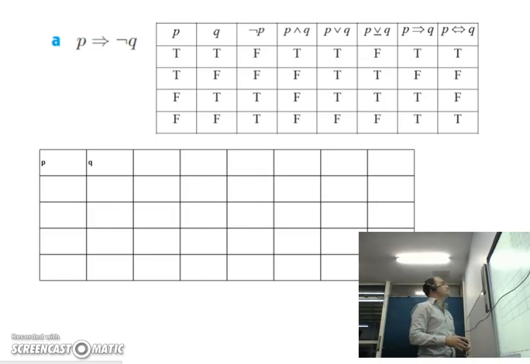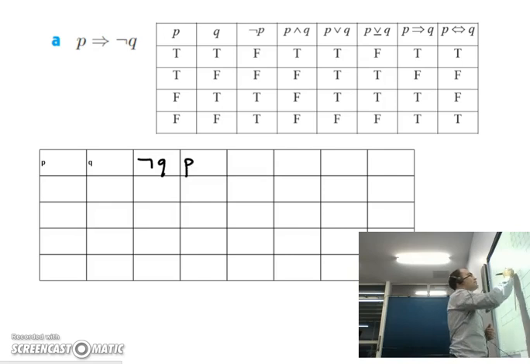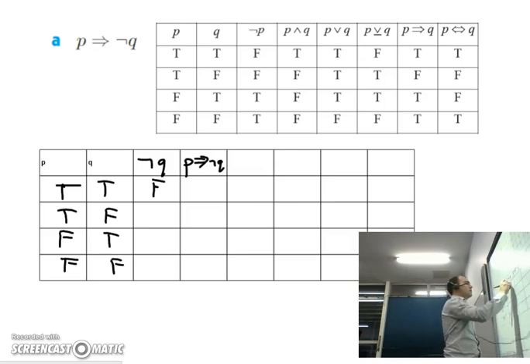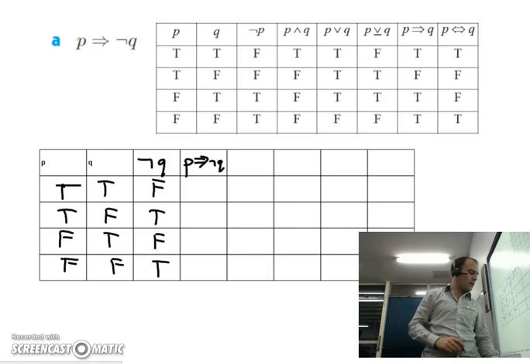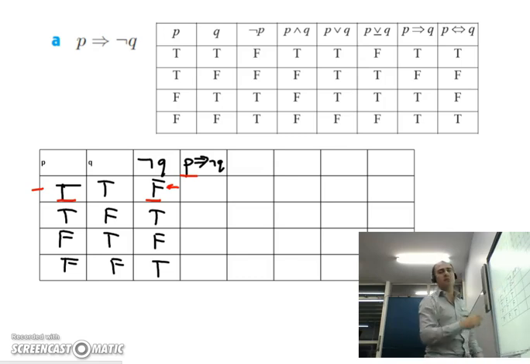So if I have the statement, if P then not Q, we can start filling out our statement here. So not Q, and then we have our full statement. So P is true, true, false, false, and then not Q, so that would be false, true, false, true. And then we're going to read off this information here. If P then not Q. So I have a true and a false, so I come up to my truth table.